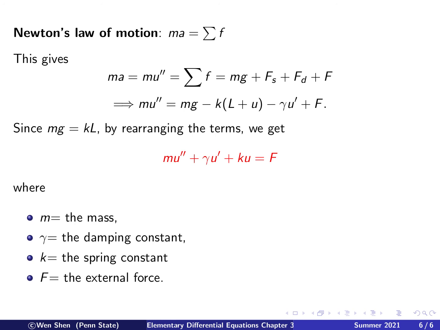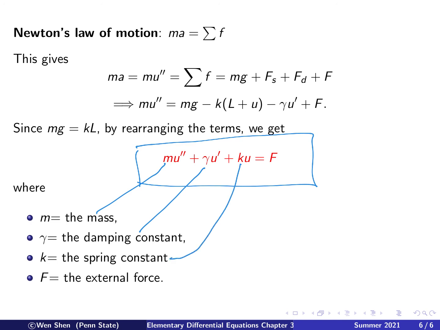Okay, so we have the spring mass system, which is given here. Let me box it, and that's the differential equation, and the meaning of each term is the following. The m here is the mass, remember, the gamma here is the damping constant, and the k here is the spring constant, and the F here is a function of t on the right hand side. That is just the external force term.